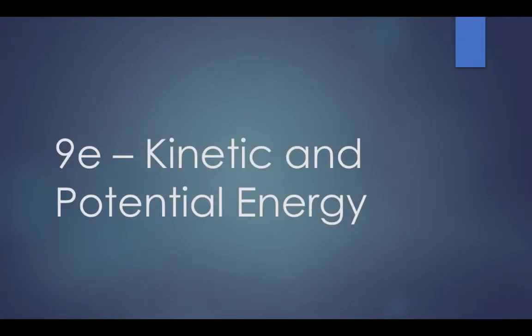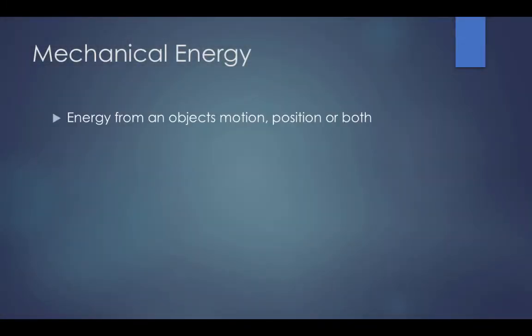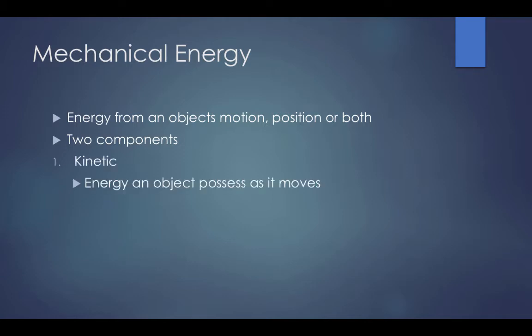Lesson 90, Kinetic and Potential Energy. Mechanical energy is the energy from an object's motion, position, or combination of the two. There are two components to mechanical energy. The first is kinetic energy, energy that a moving object possesses, and is described as the energy of motion.